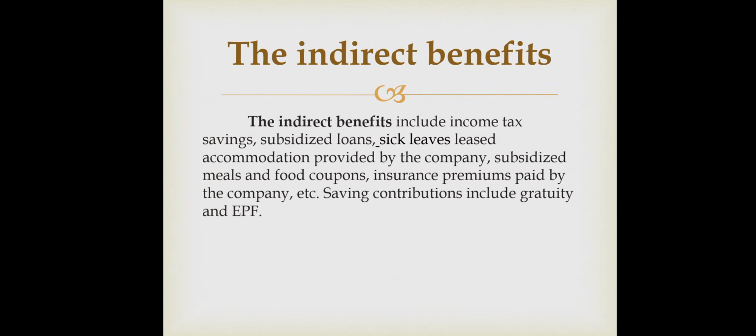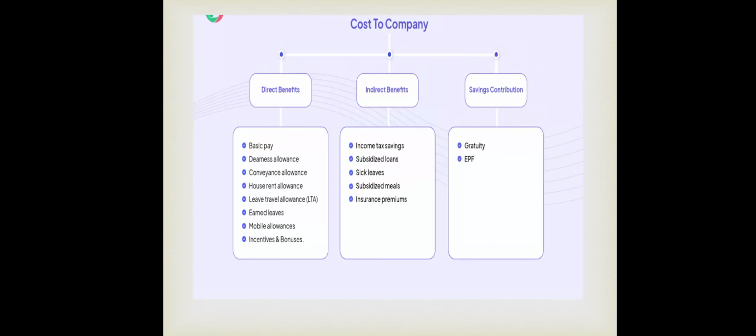And the third component is the saving contributions, which includes the gratuity that an employee receives and also the provident fund. So CTC on the whole is gross salary plus the direct benefits, the indirect benefits, and the saving contributions altogether. So this is the depiction of the components of a CTC.